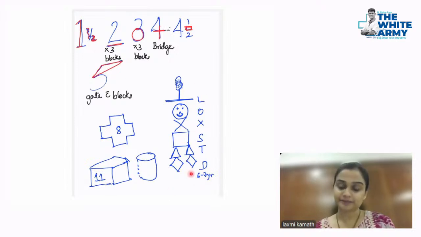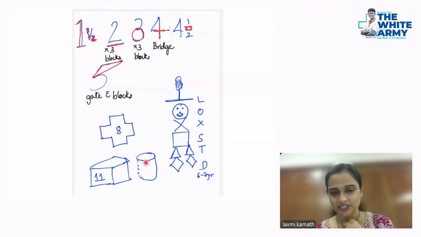Now after 7 years, 8 years is counted as a plus. So when you draw a plus in a 3D picture, you have 8 corners. 1, 2, 3, 4, 5, 6, 7. So there are 8 corners. So this is drawn at 8 years of age. And when you draw a 9 and join this, it becomes a cylinder. So a cylindrical structure is drawn around 9 years of age. And at 11 years, there is a cube which is drawn. So I hope this makes it simple to remember.